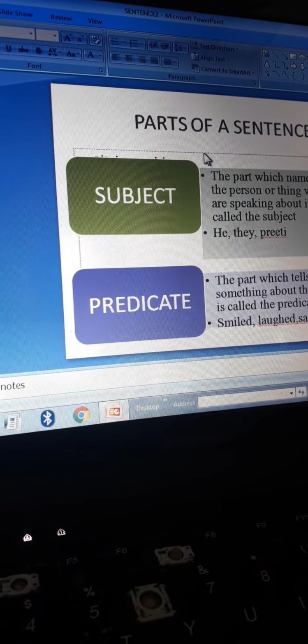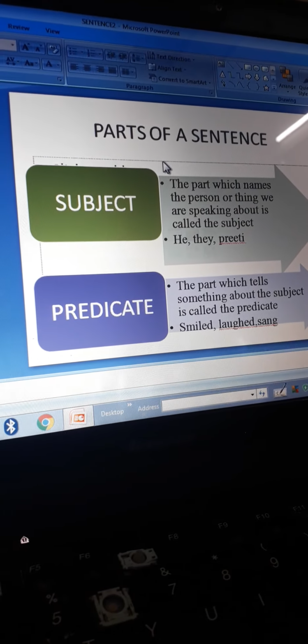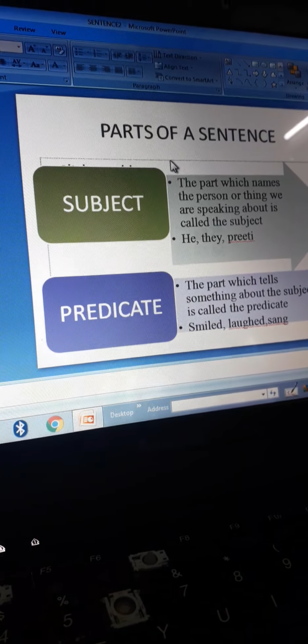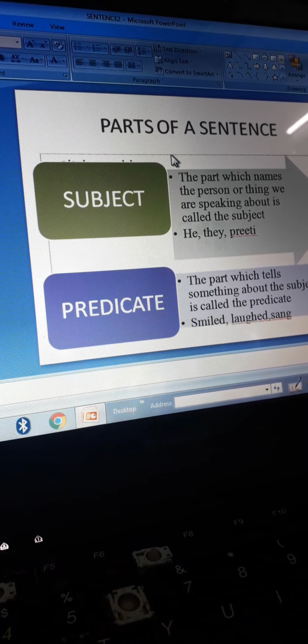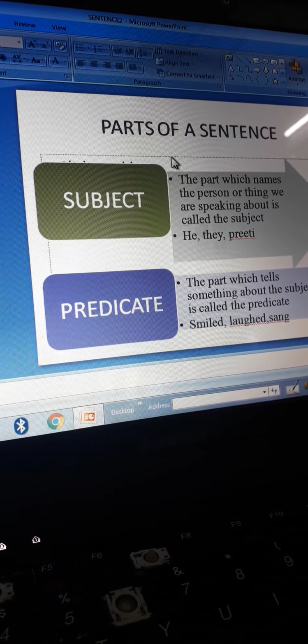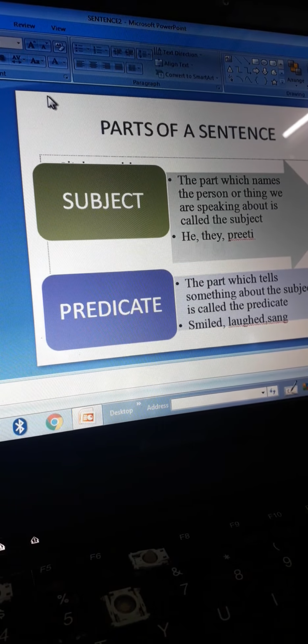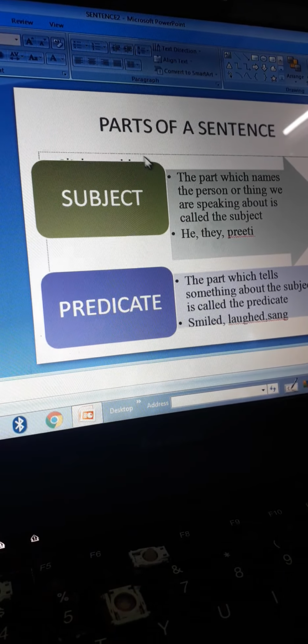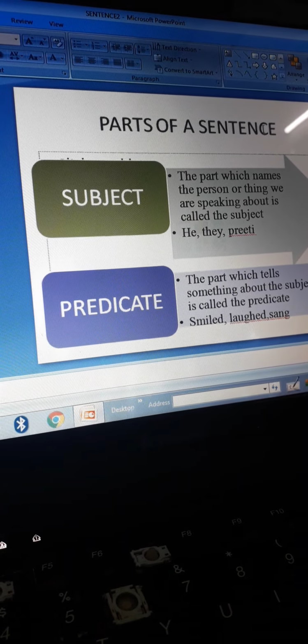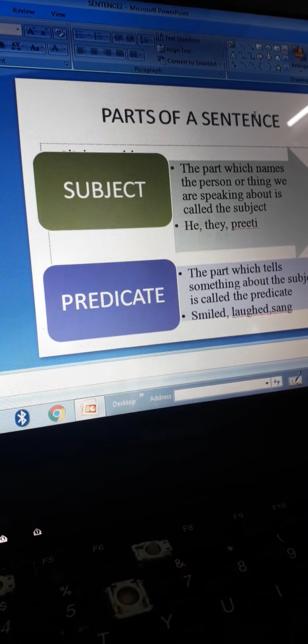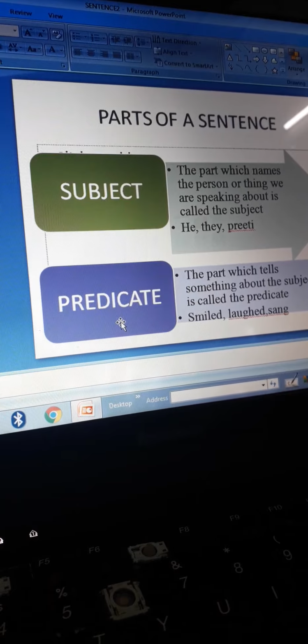Yes, dear students, as you all know, what is a sentence? A sentence is a group of words arranged in a proper order to get a meaningful sentence. Now, before starting the topic, I would like to tell you about the parts of a sentence. A sentence is divided into two parts, subject and predicate.